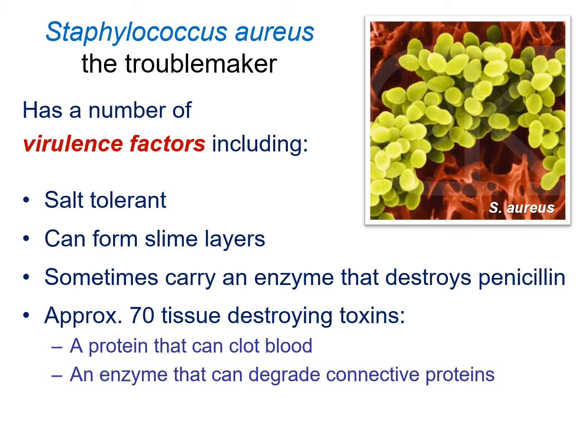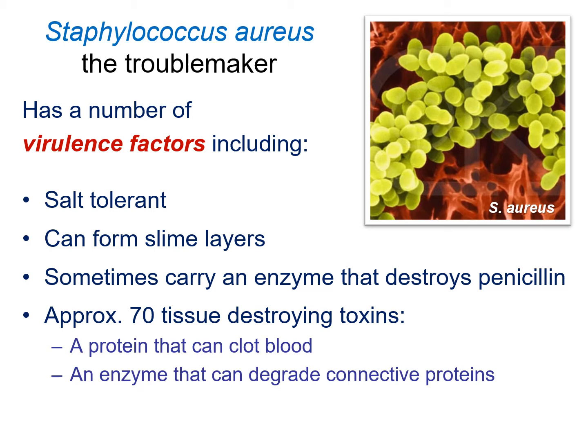And there are a number of toxins that are produced by S. aureus. Many of them are just waste products, so they're just byproducts of their metabolism. Some of them are produced specifically to target cells and destroy cells. So we have proteins that can clot blood. We have enzymes that can break down connective proteins. And this is another thing that we looked at in the lab.